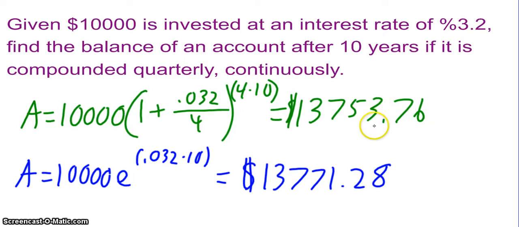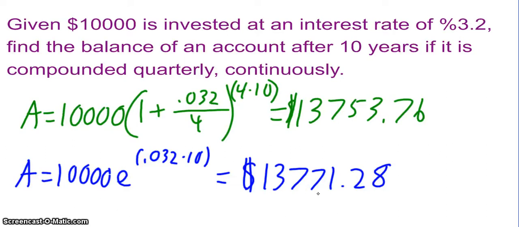One thing to point out, just a notation thing, whenever you're talking about dollars, then it's okay to round to 2 decimal places. I know I mentioned before, things should always be rounded to at least 3 decimal places, unless otherwise specified, but with dollars, you can round to 2 decimal places. If we compound continuously, that's here in the blue, so 10,000 e to the 0.032 times 10. If I type that into my calculator correctly, I get $13,771.28.